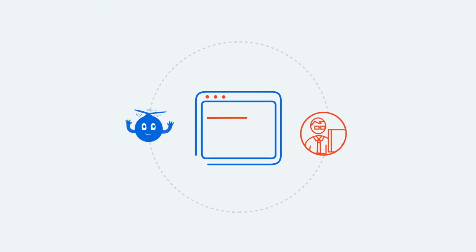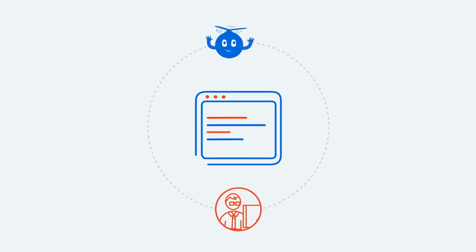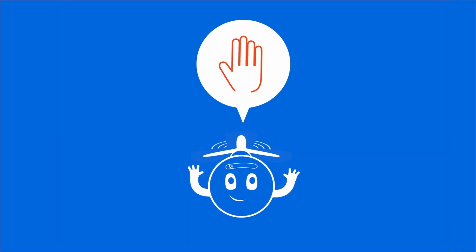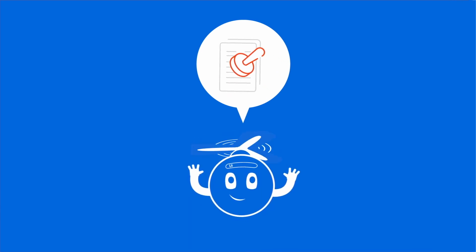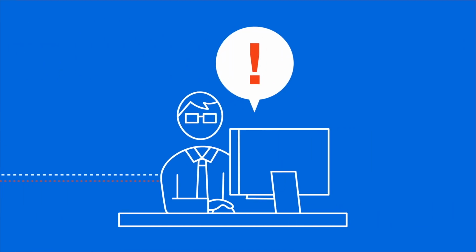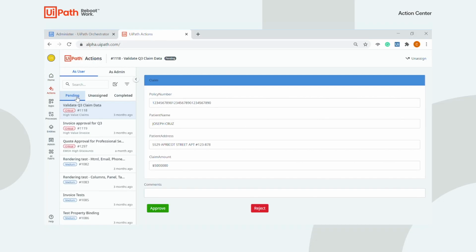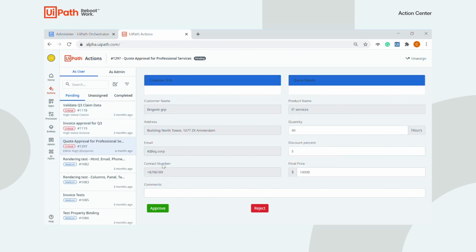UiPath Action Center makes it easy for robots and people to collaborate on automations. When an automation includes decisions that a human should make, like approvals, escalations, or exceptions, a robot can ask the right person for help by creating a task. When a task is assigned to you, it appears on the action screen in the Pending tab. You can easily open it and quickly take action.